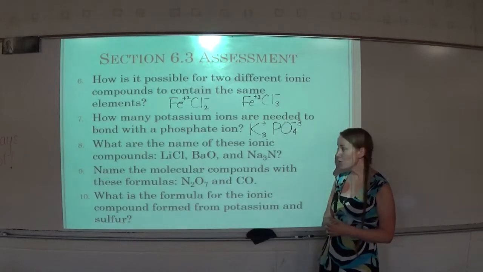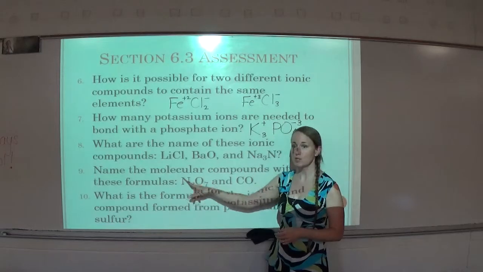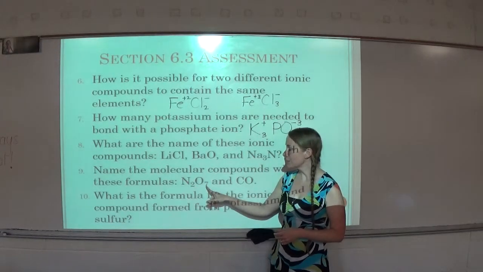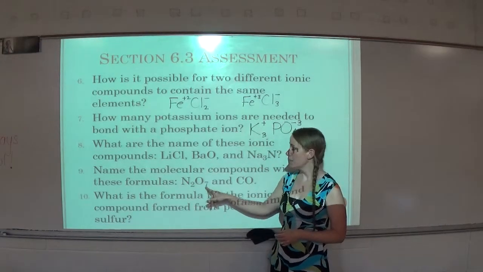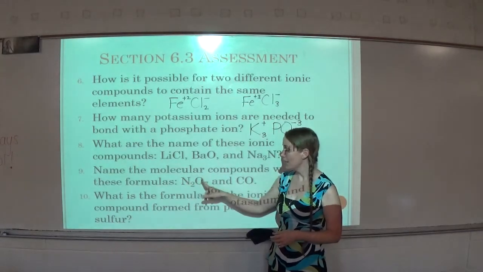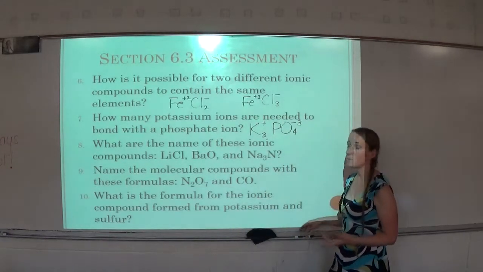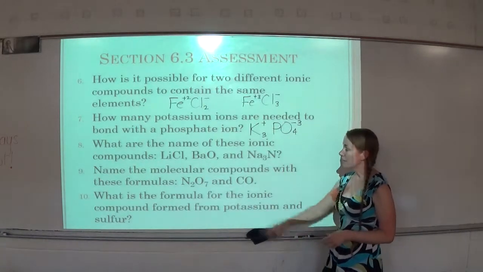So number 9, name the molecular compounds with these formulas. So we have N2O7. I would call this dinitrogen because there's 2 of them. And then our prefix for 7 is hepta. And then oxygen becomes oxide. So it would be dinitrogen heptoxide.